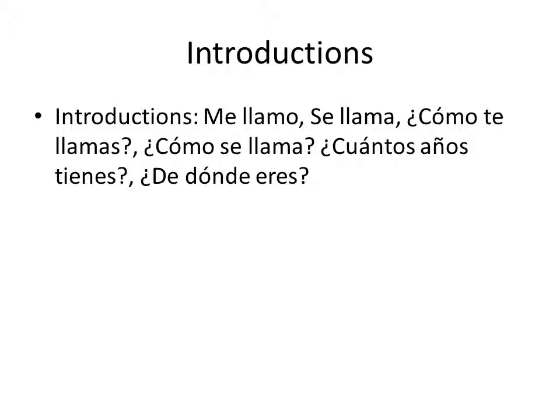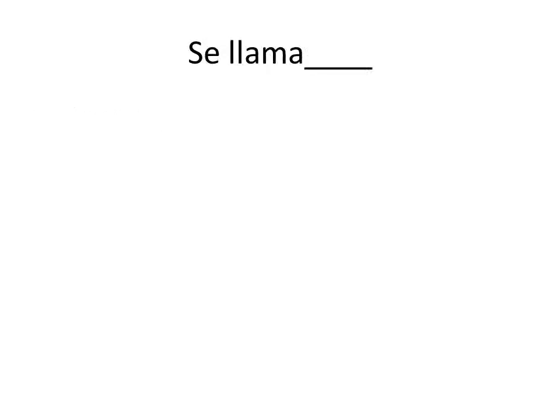That brings us to our introductions. We can introduce people by saying me llamo, se llama, ¿cómo te llamas? ¿Cómo se llama? ¿Cuántos años tienes? And ¿de dónde eres? Okay. So we'll start with me llamo. Me llamo is essentially my name is. If we remember from kindergarten, it really means I call myself, but that's not really what we say in English. So really, me llamo means my name is for all intents and purposes.